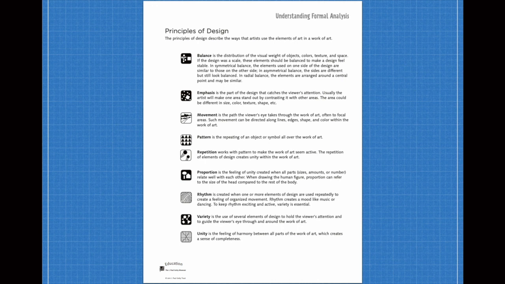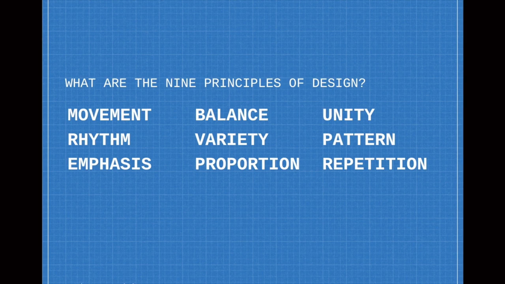So we used this list of the principles of design, which was found from the Getty Foundation. The principles of design are really about how you arrange or utilize the different elements of art in your artwork. So it's the way you use things like color and shape and form and texture, those different elements, and you arrange them within your piece of art. That's the principles. There's 9 of them, so we went over them in class. We talked about movement, balance, unity, rhythm, variety, pattern, emphasis, proportion, and repetition.